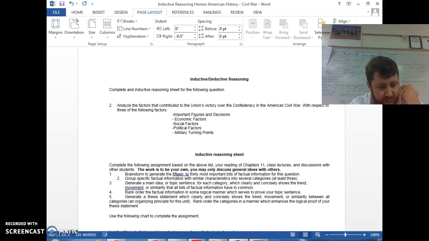The question should go, it says on your handout, complete the inductive reasoning sheet for 2 of the following questions. It should just be complete the inductive reasoning sheet for the following question. Analyze the factors that contributed to the Union's victory over the Confederacy with respect to 3 of the following factors. And really you can say at least 3 of the following factors. After that, the inductive reasoning sheet is pretty self-explanatory.